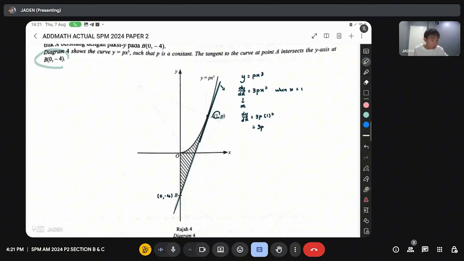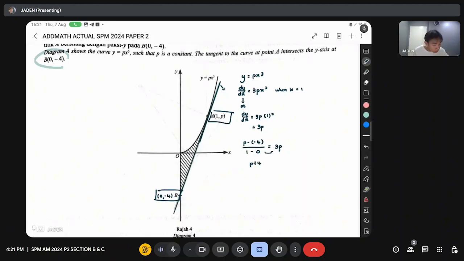Another way, you also studied that a gradient can be found using y2 minus y1 divided by x2 minus x1, correct? So we have two coordinates here that pass through this tangent line, which means I can do p minus -4 divided by 1 minus 0 equals 3p, because they tally, I mean they align. It has the same meaning here. So p minus -4 is p plus 4. 1 minus 0 is 1.